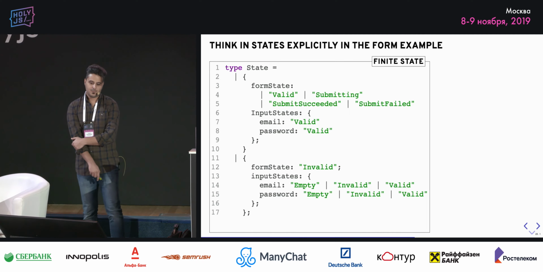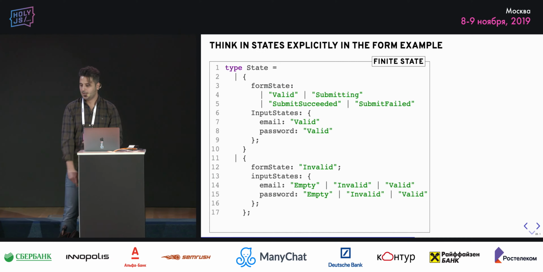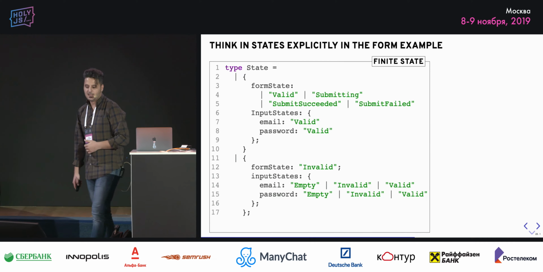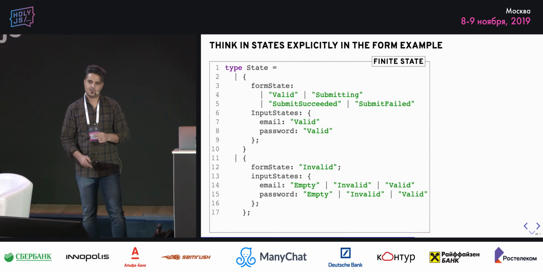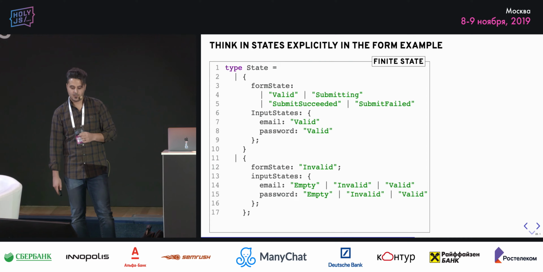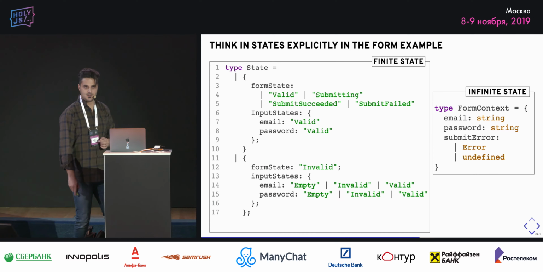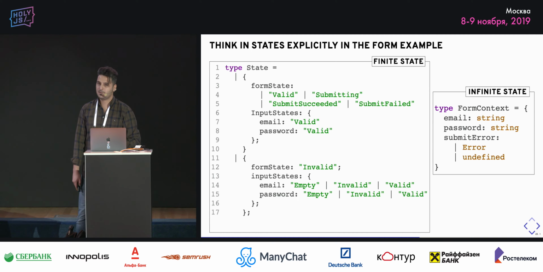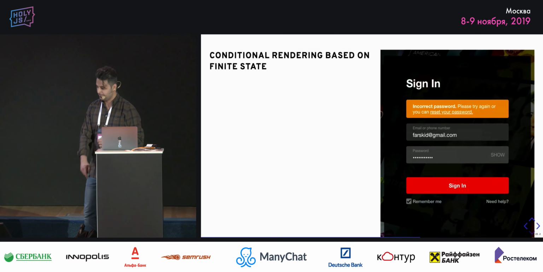Going to the form, you can, of course, expand it as much as you can and say that the form is only valid and able to submit and continue if both of the inputs are valid. So when the form is valid, both of the inputs can only be valid. Otherwise, inputs can be whatever they want. And the infinite state you track is the value for email, password, and the error that you possibly want to show if the submission fails.